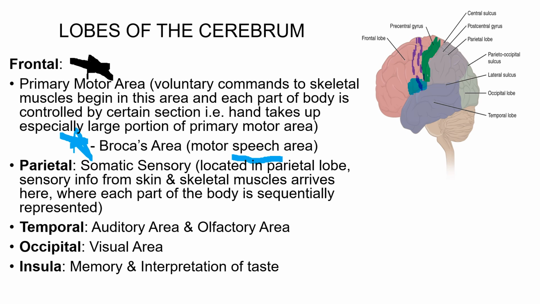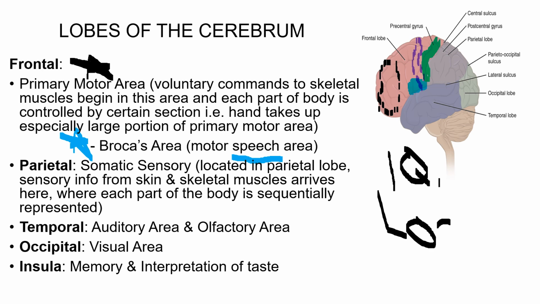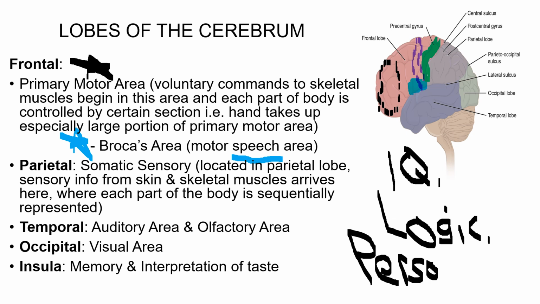So what about all this area in the very front part of the frontal lobe, the anterior portion of the frontal lobe? Well, it's not all just motor. All this area in black I highlighted is a lot of things. This is your IQ. This is your intelligence. This is your logical thinking. This is also your personality. This is your morality, your conscious decision making. All of those things come in this frontal lobe.